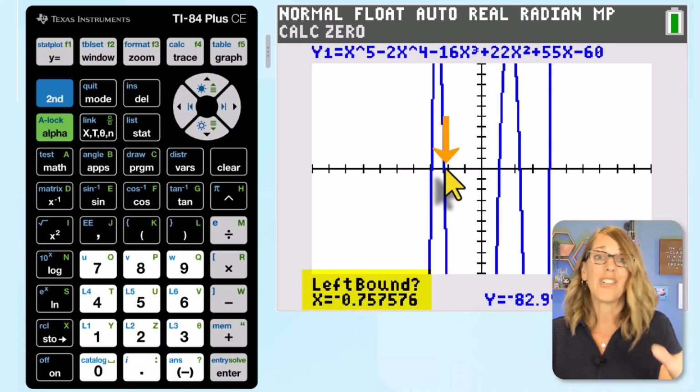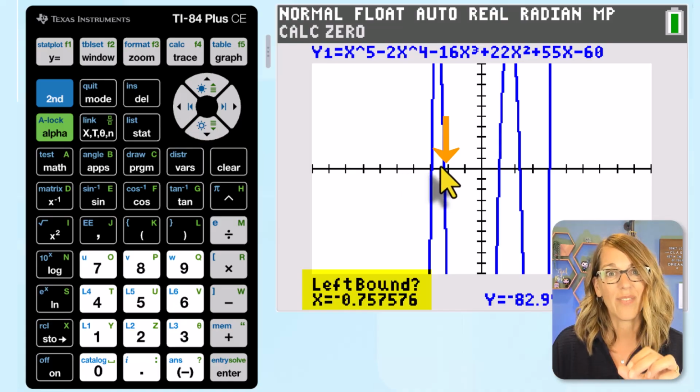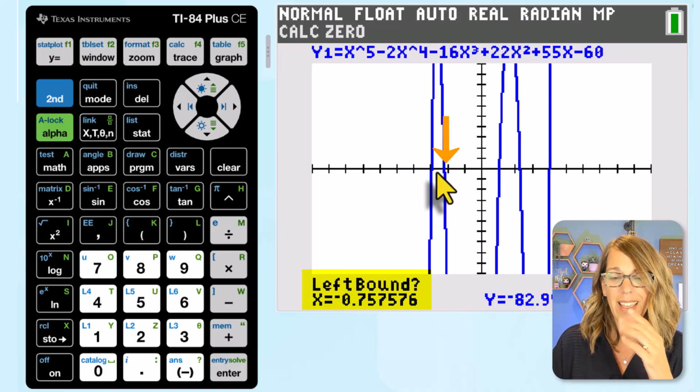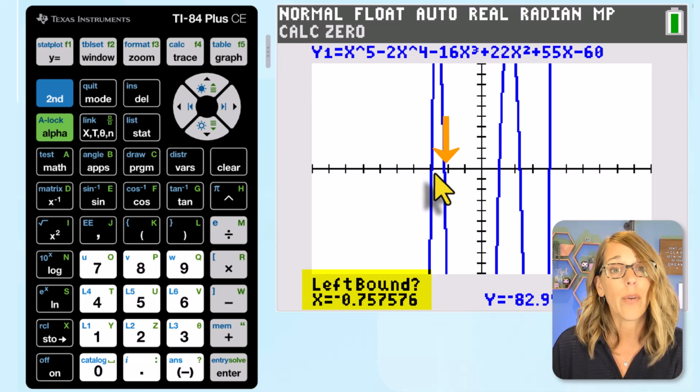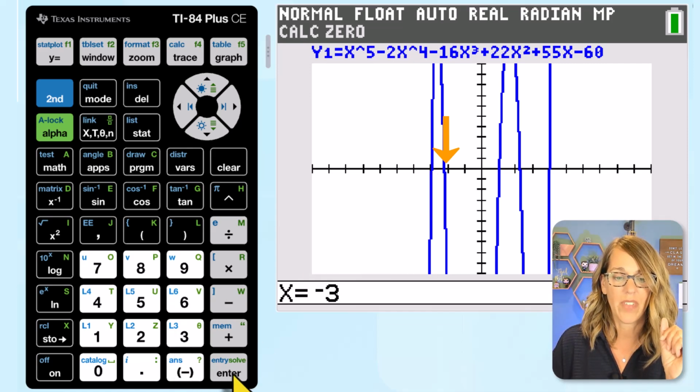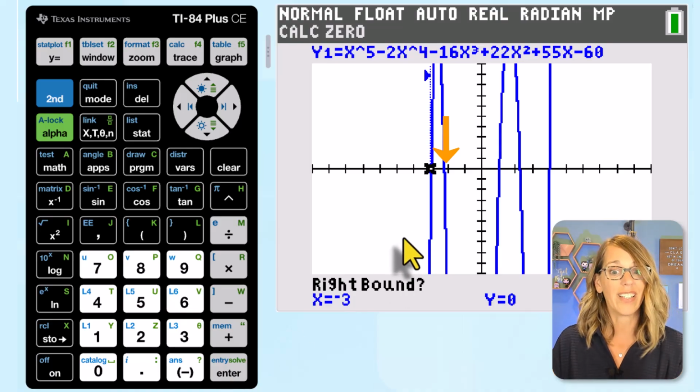You can also just get to the left of it by choosing an x value, just like when we were in trace. Okay, so I've got -2 point something. If I put in like -3, that would definitely be a left bound. I'm just going to type it in, -3. Okay, and then enter. Okay, so here we're on the left.